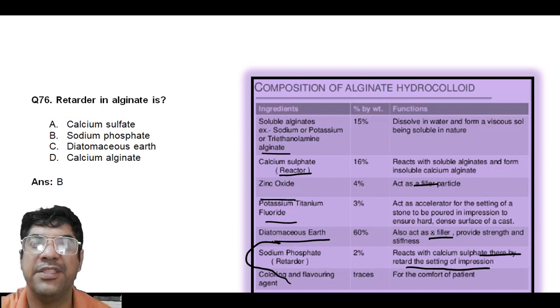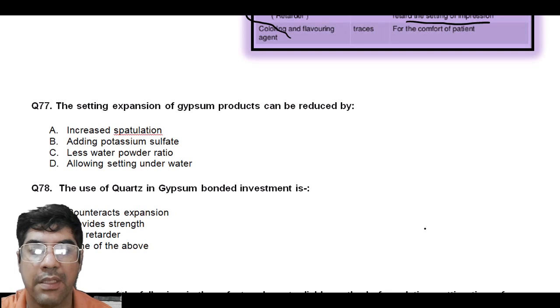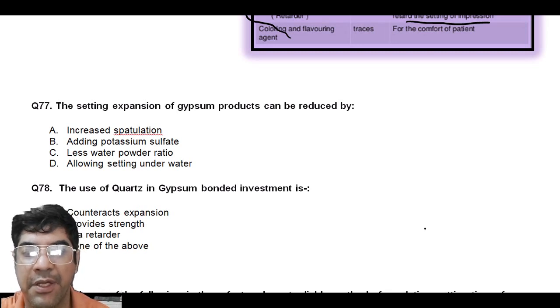The setting expansion of gypsum can be reduced by adding potassium sulfate.